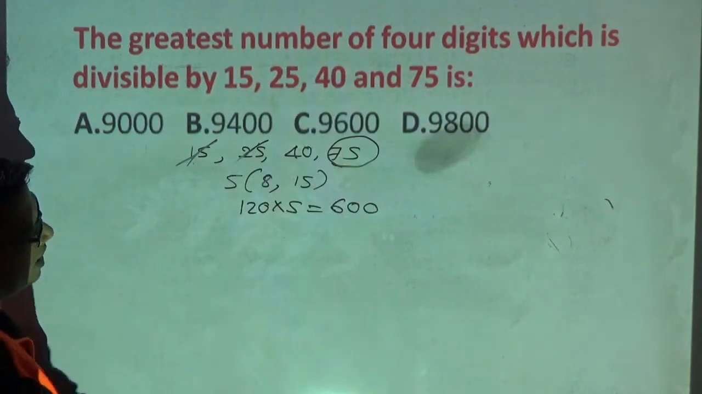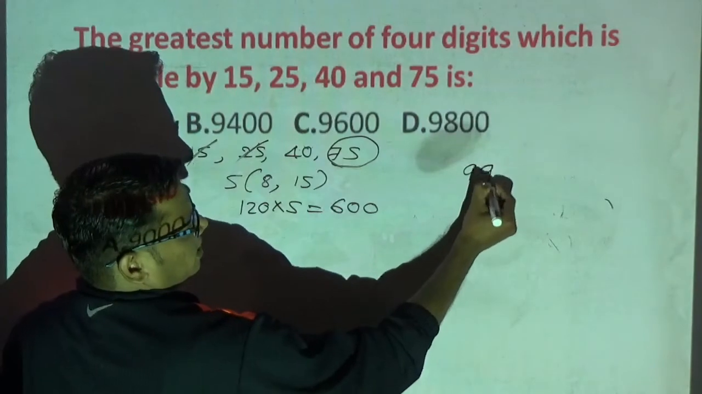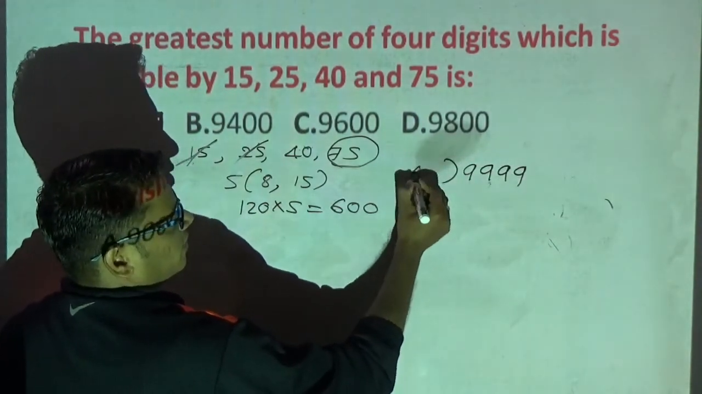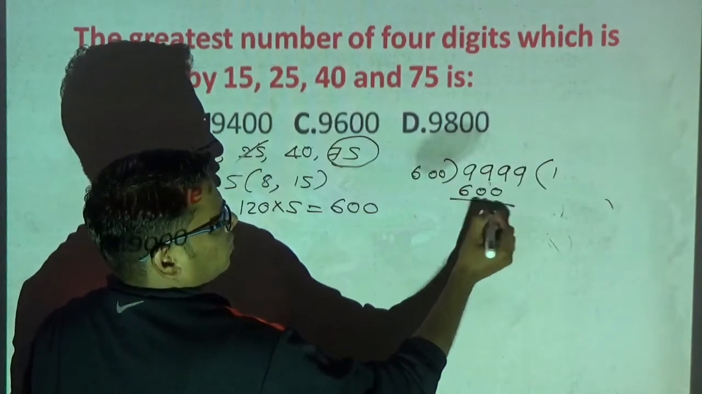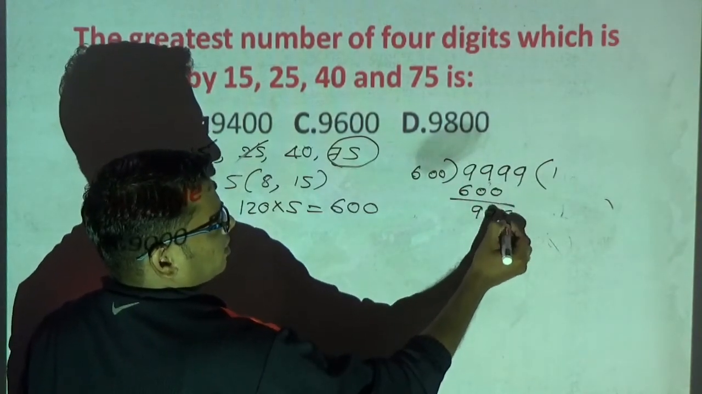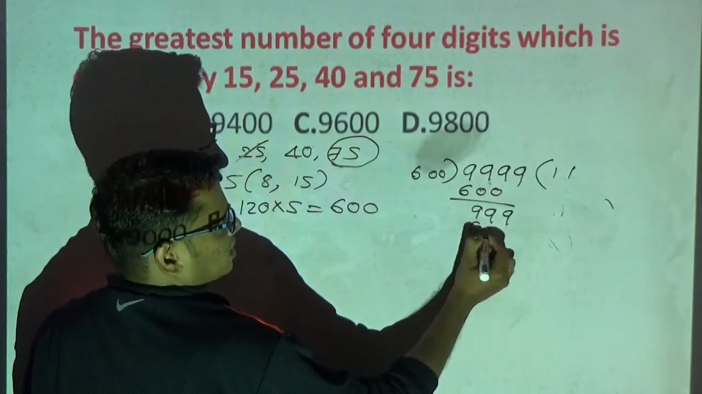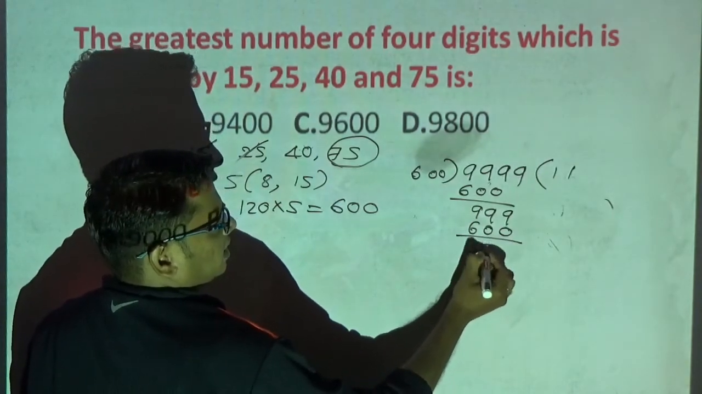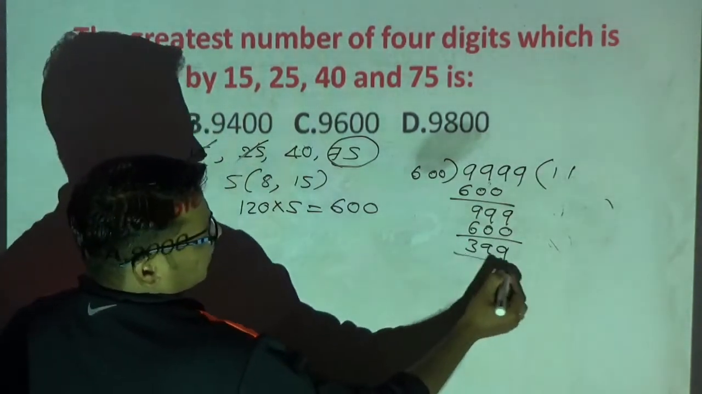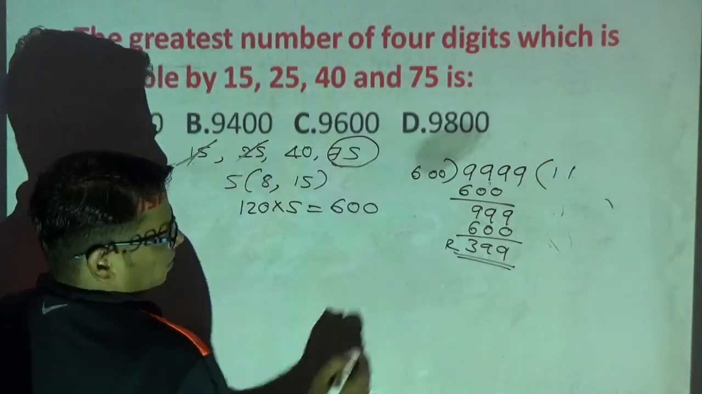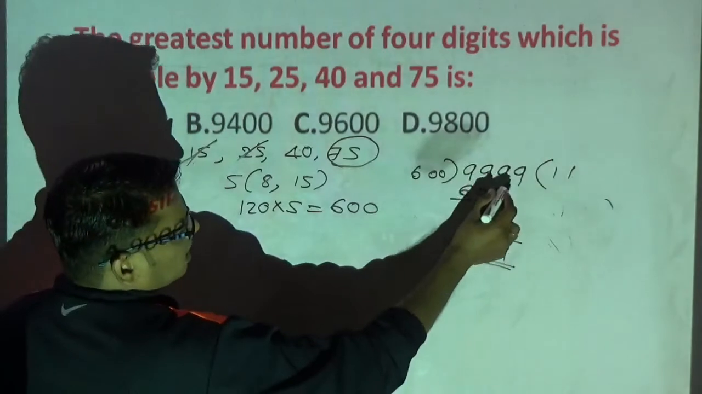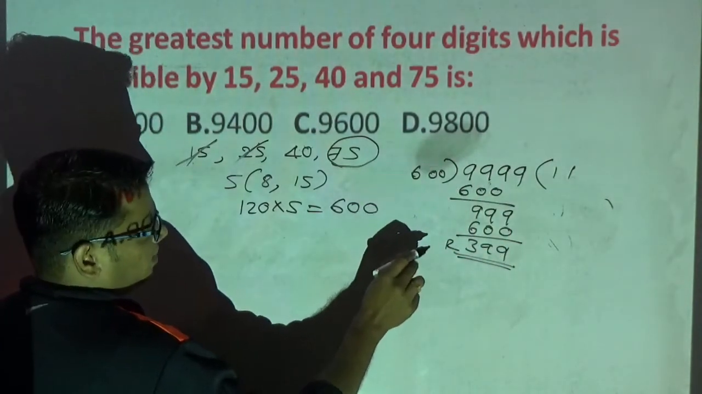I know what the greatest 4-digit number is: 9999. Now you divide this by 600. 600 once is 600. What is left out? 99. Take one 9 here. 600 once is again 600. What is left out? 399 is left out. That means I cannot divide further, correct? So this is the remainder. So 9999 is not exactly divisible by 600.